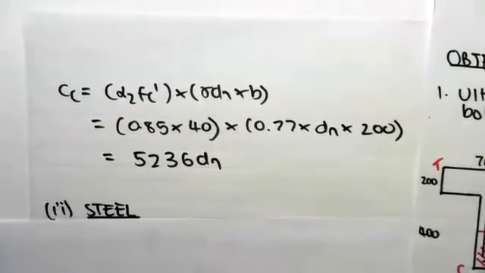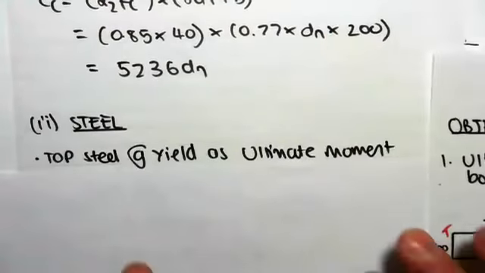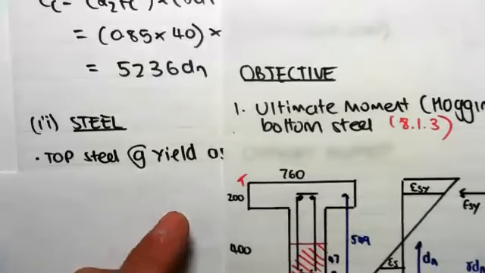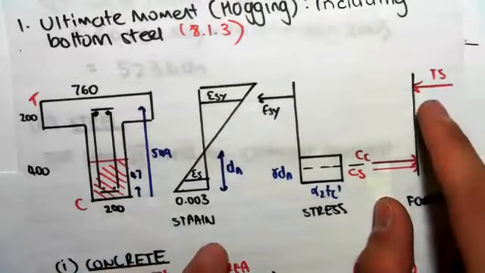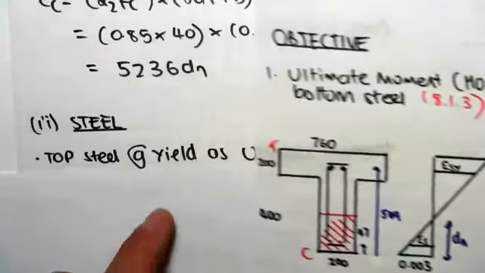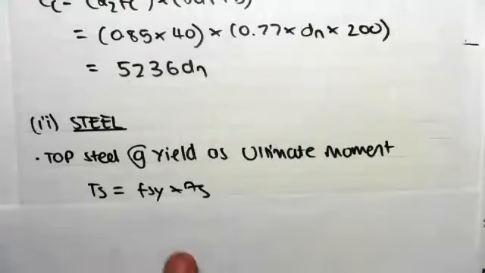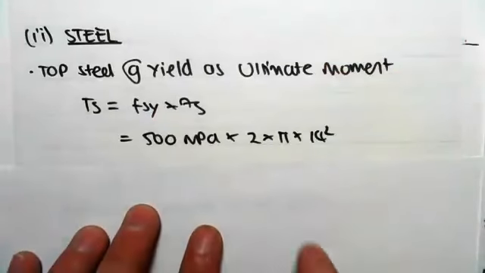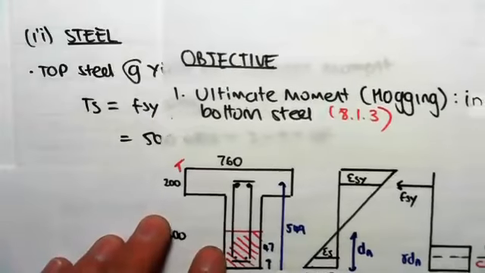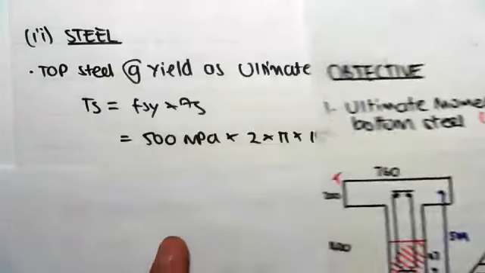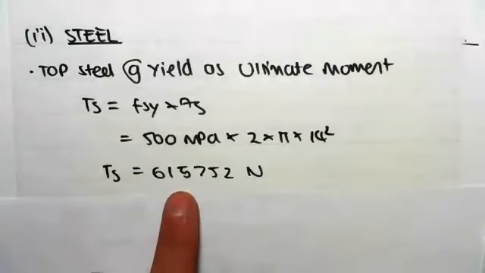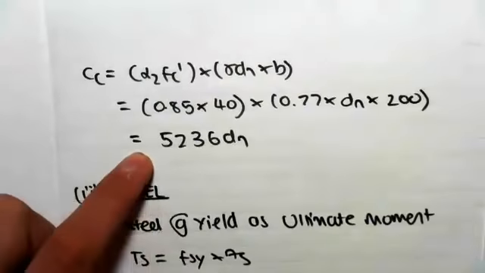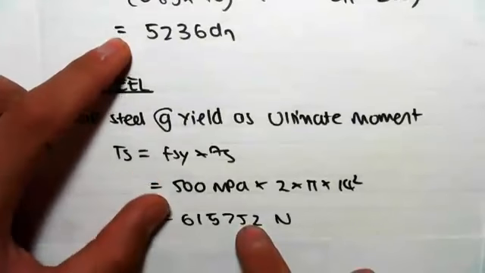Now, for the steel, once again, we're going to assume that the top steel is at yield because it's at ultimate moment, okay? So this top steel over here, the steel in tension, we're assuming is at yield. And just like before, it's just going to be the yield stress times the area. We did this before, 500 by 2 by pi by 14 squared, because these top bars were N28 bars. Solving that, we'd get 615752 newtons, okay? So the tension in the steel and the compression in the concrete are both unchanged from the previous video.